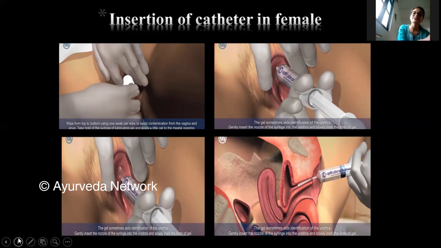Then from this meatus, you should insert a little anesthetic or lubricant jelly within the urethra as well. So that is the next step which you are going to perform.